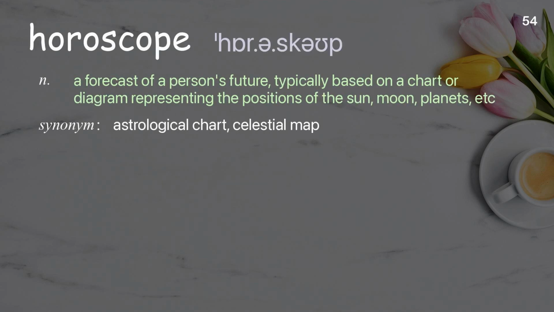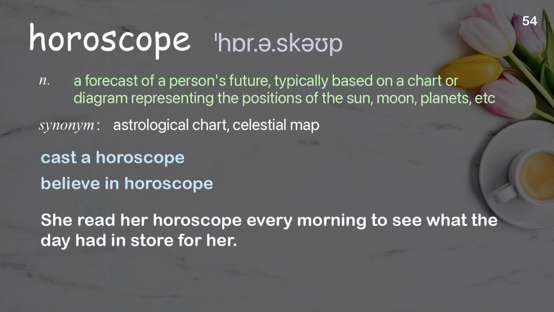Horoscope. A forecast of a person's future, typically based on a chart or diagram representing the positions of the sun, moon, planets, etc. Examples: Cast a horoscope. Believe in horoscope. She read her horoscope every morning to see what the day had in store for her.